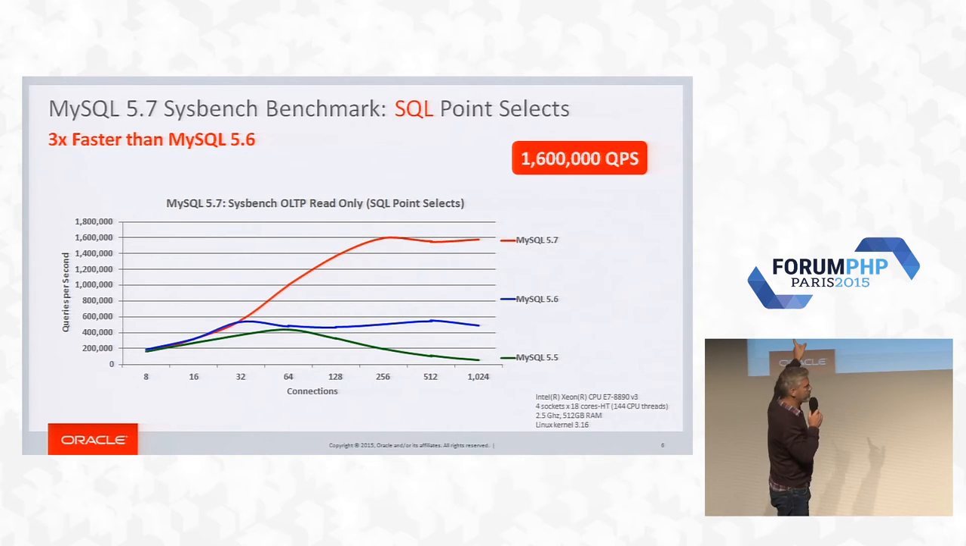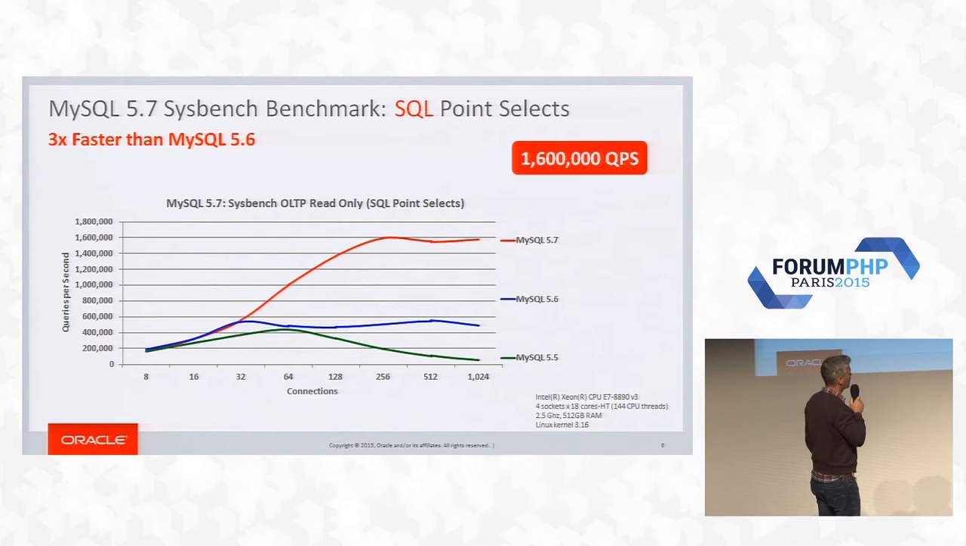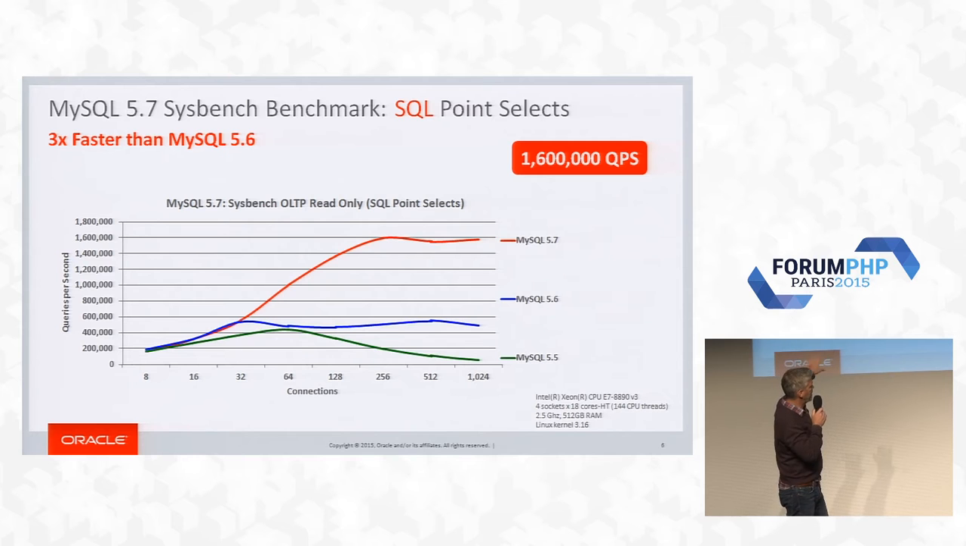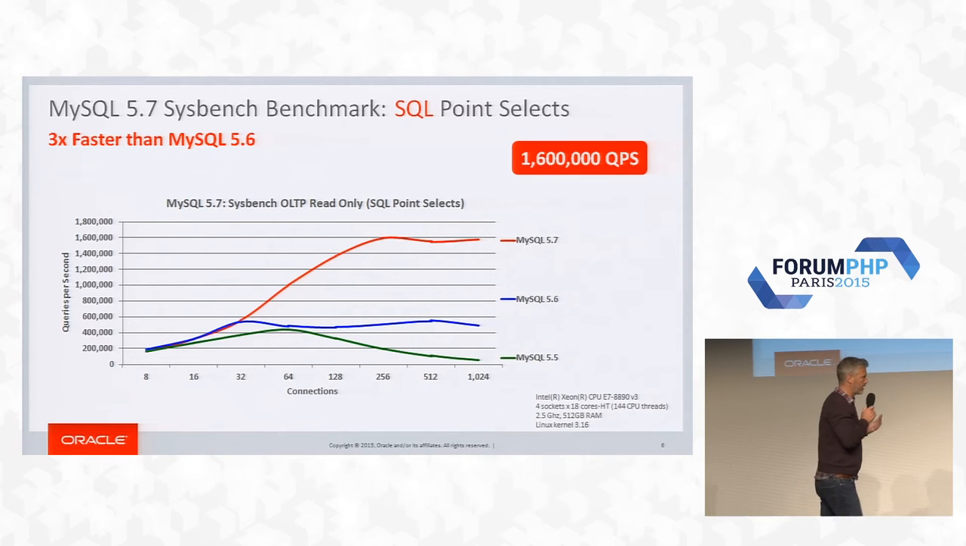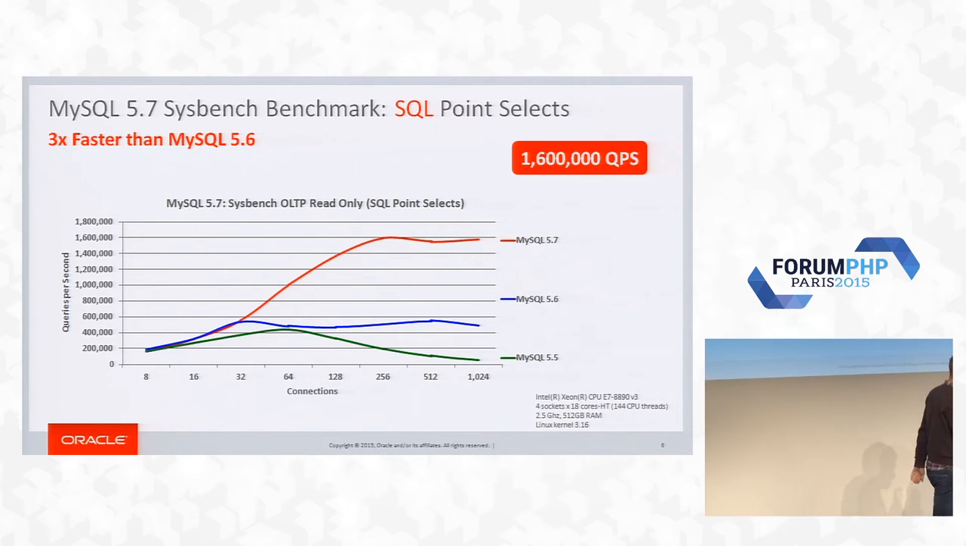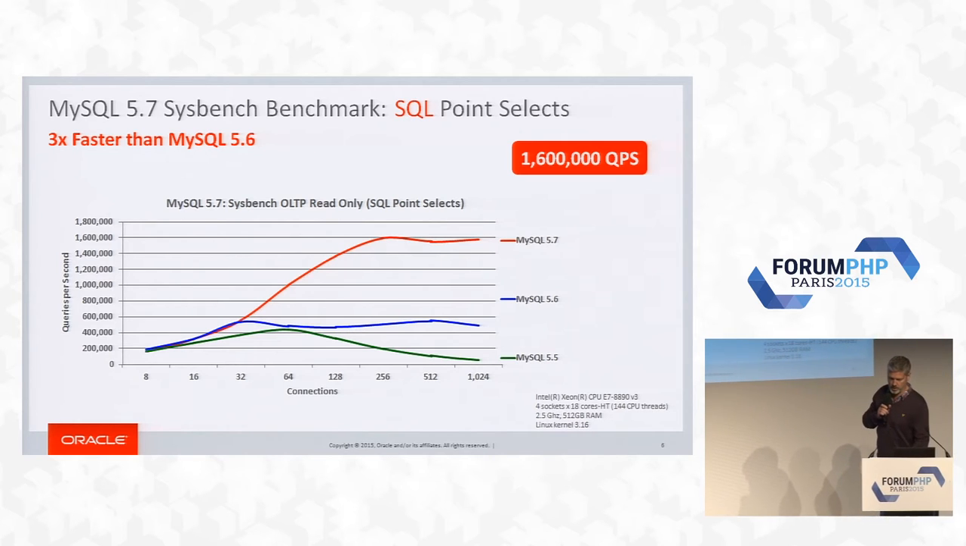So you have here 1.6 million point selects currently on a big 144 CPU thread box. What we want to show here is basically how well MySQL scales with the load and how it flattens out on the top. It doesn't degrade because of mutex contentions and so on. I won't dwell on this anymore. It's not the main topic of the talk.